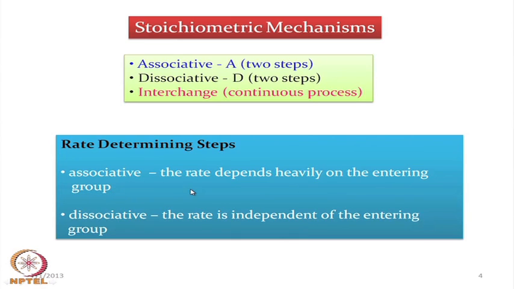So, if the rate of the reaction is dependent on the entering group, we can consider that the mechanism of the reaction is associative in nature, and if it is dissociative, the rate of the reaction would be independent of the entering group. So, it will not be dependent on the corresponding entering group, and we can have this corresponding reaction which is dissociative in nature.